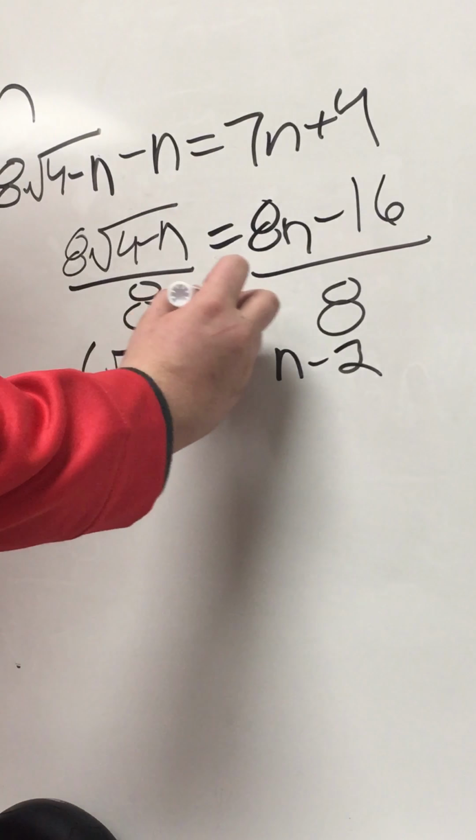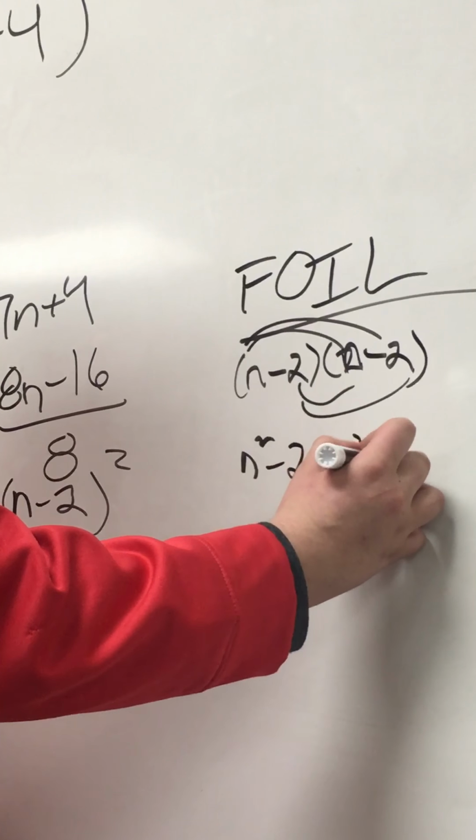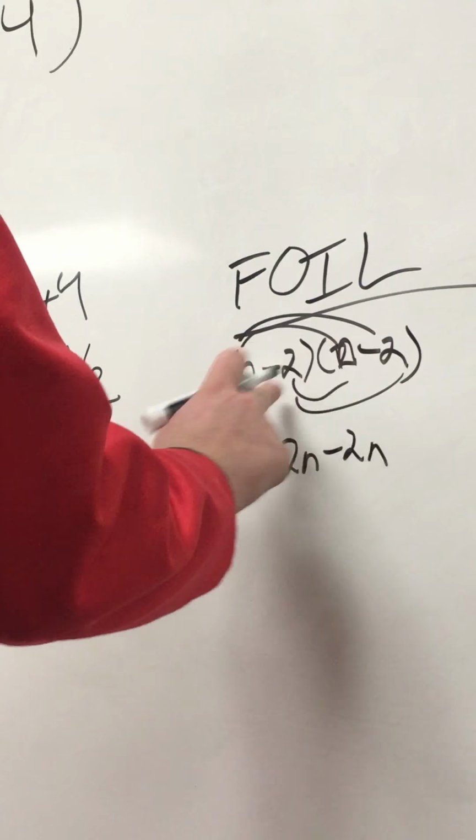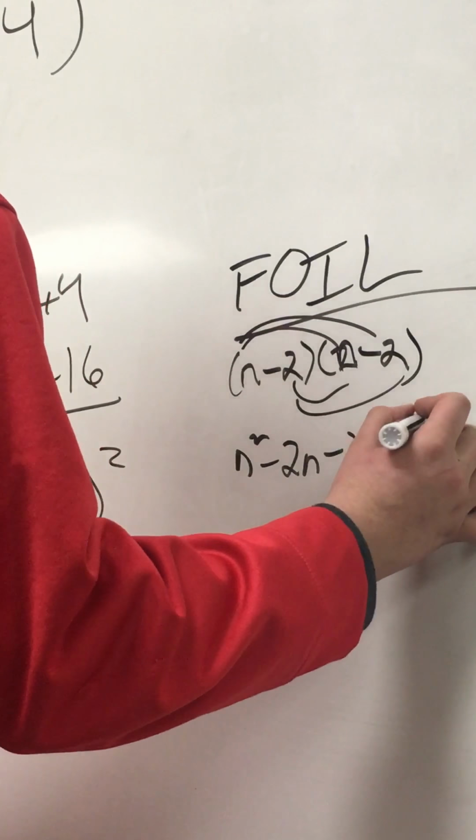And I got a FOIL again, since it's a binomial. Let's FOIL over here. Alright, so I'm gonna FOIL n minus 2 times n minus 2. So first, outer, inner, last. So n times n equals n squared. N times negative 2 is negative 2n. N times negative 2 is negative 2n. And then last, negative 2 times negative 2. And negative times negative is positive, so it's a plus 4.